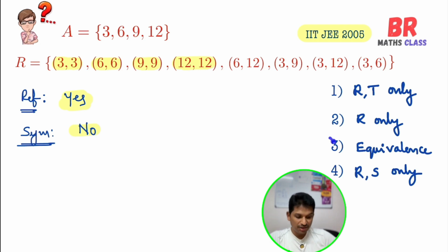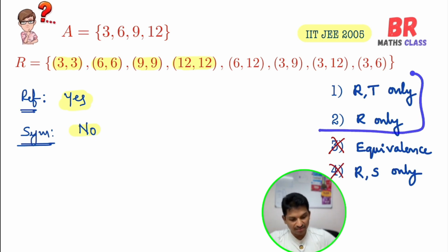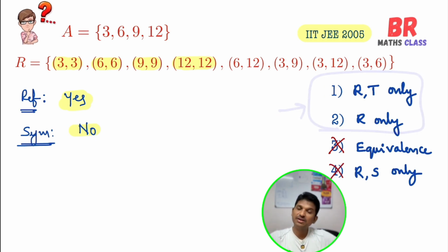You observe here, we can strike off this equivalence relation, because it is not a symmetric relation. And we can strike off this fourth option also, reflexive and symmetric only. This is not symmetric. So now two options are there. So we must check transitivity, right? How to check the transitivity?